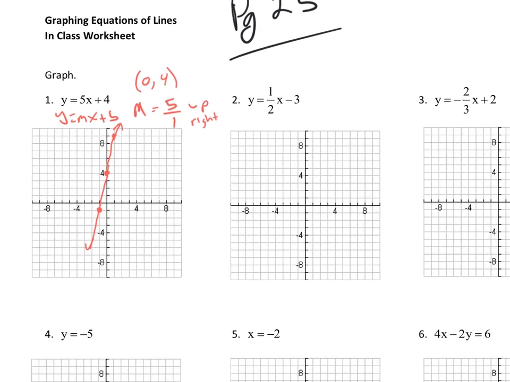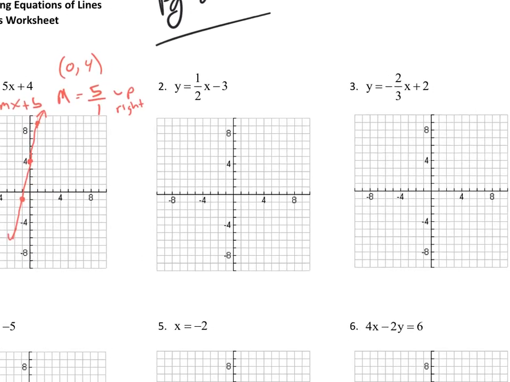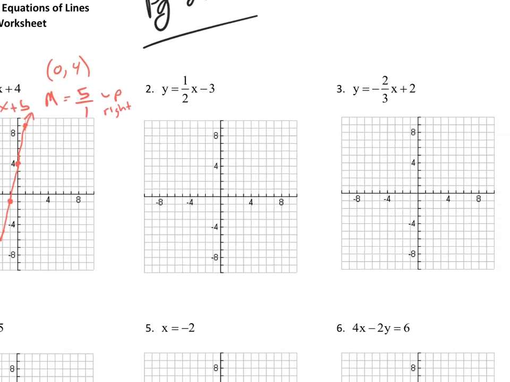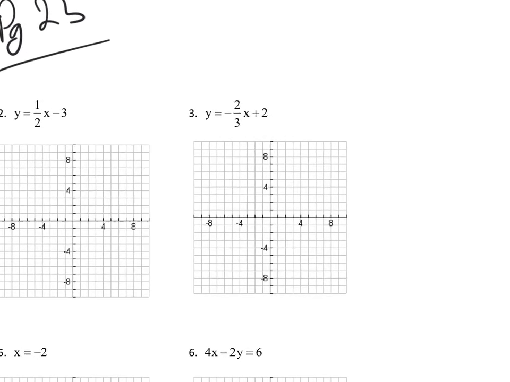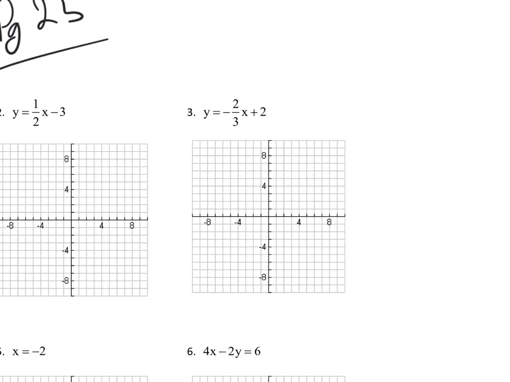Let's do one more of those. Let's pick one with a negative slope. How about problem 3? Problem 3 is negative 2/3 x plus 2. Gives me a y-intercept of (0, 2), and a slope of negative 2/3, down 2 and right 3. The negative tells me to go down 2 first.